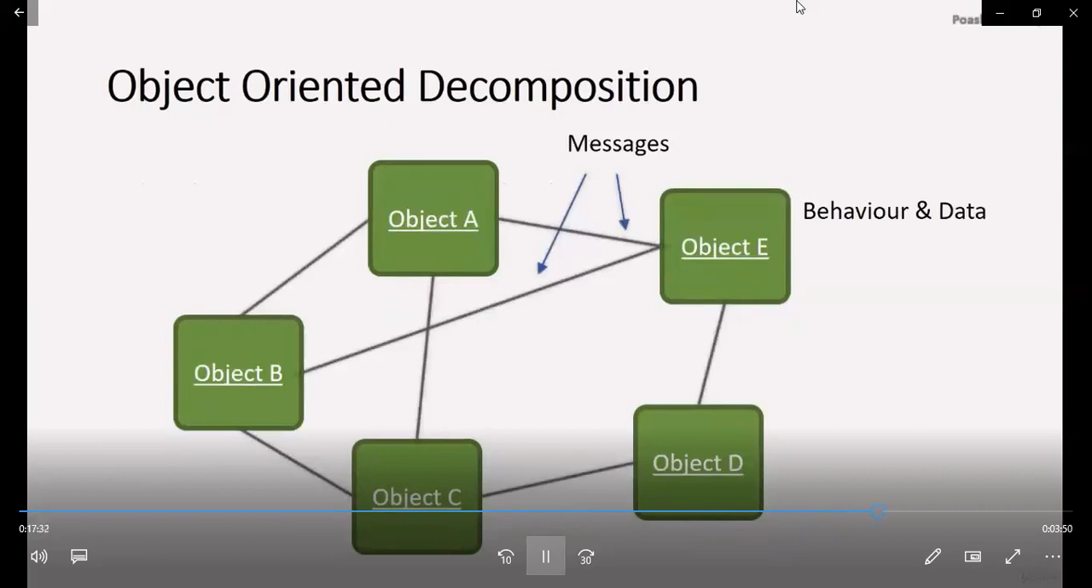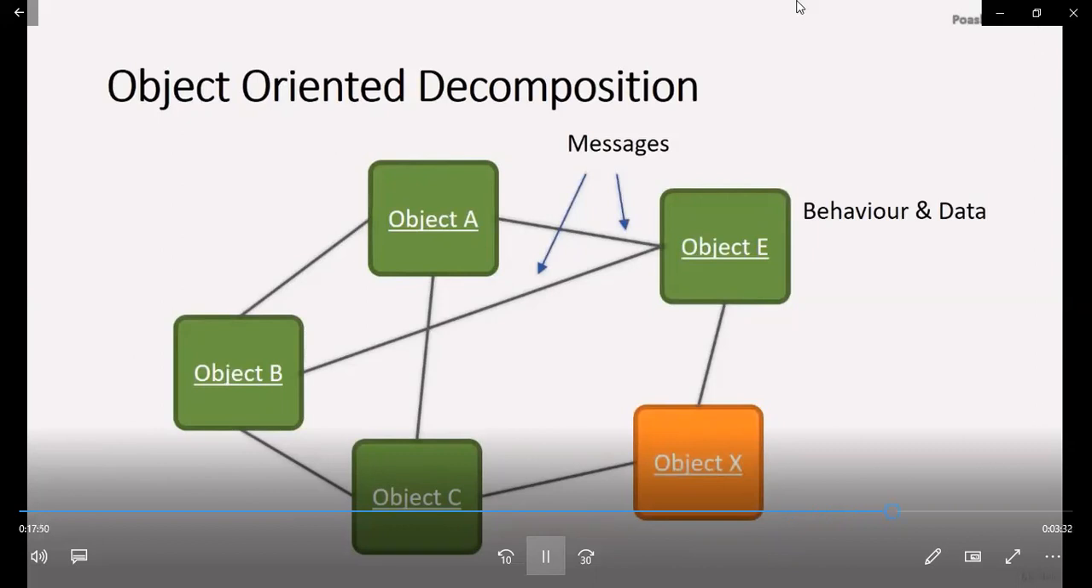So that means each object is responsible for its own behavior. Because the objects communicate with each other by sending messages, it is possible to replace one object with another object, and we may do this because the new object may have a better implementation of a certain behavior.